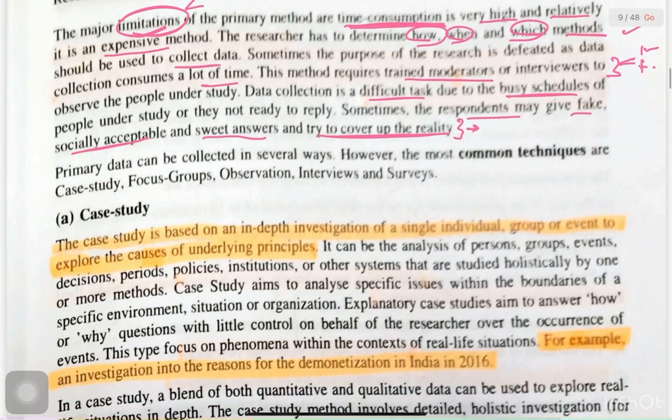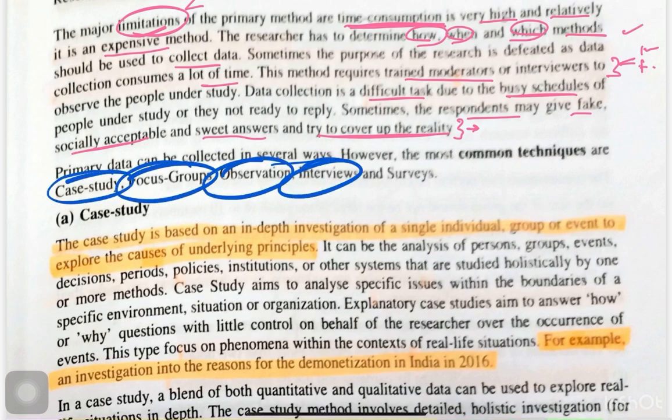Primary data can be collected in several ways. Some of the ways are right here: case studies, focus groups, observation, interviews, and surveys. These five we'll study in detail. Number one we'll cover is the case study.